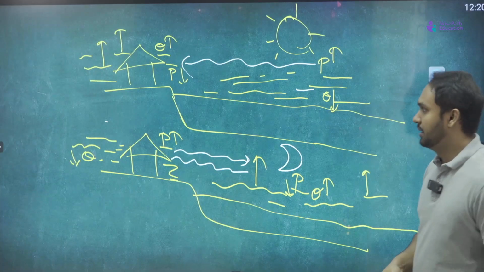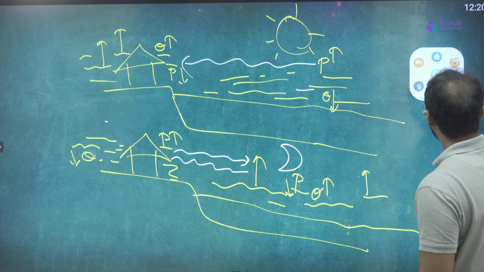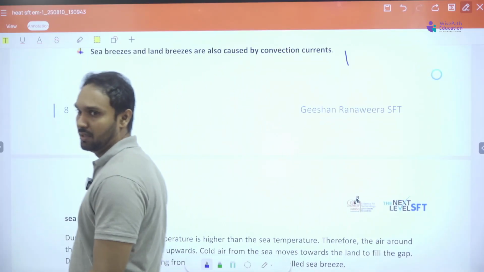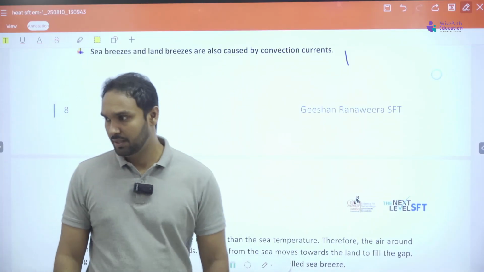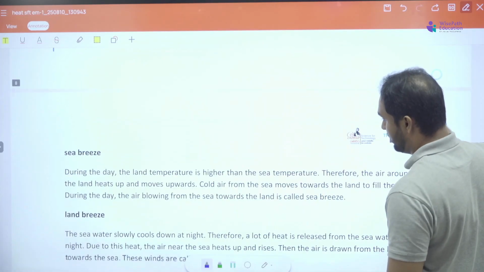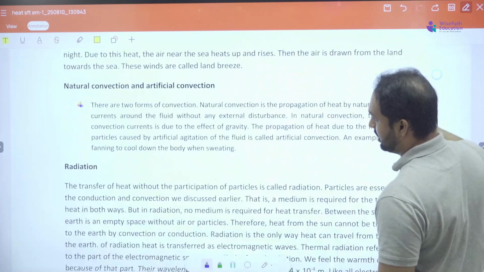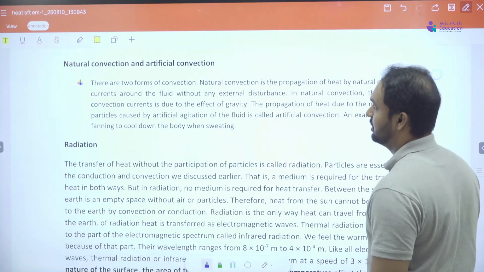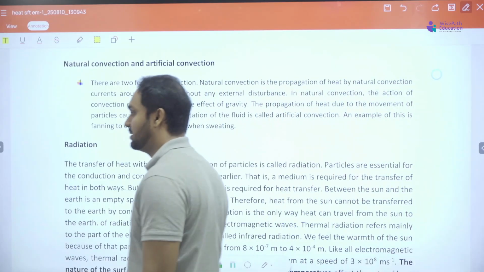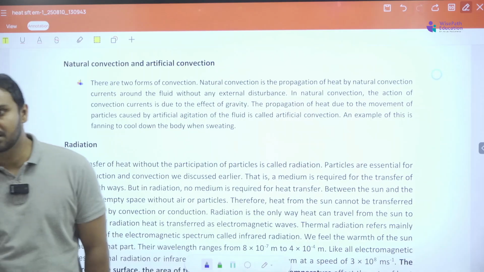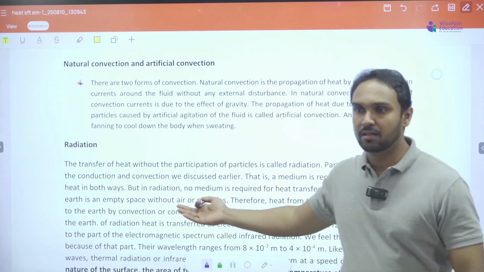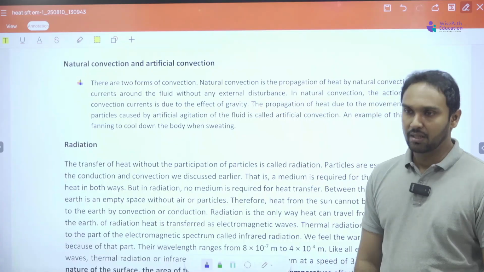Understood it? Nice. So it happens due to the convection currents, isn't it? It's one of the convection, right? Sea breeze and the land breeze. Read it, you can understand it easily. Natural convection and artificial convection are also there. The natural convection occurs due to the sea breeze and land breeze, which are the natural ones.